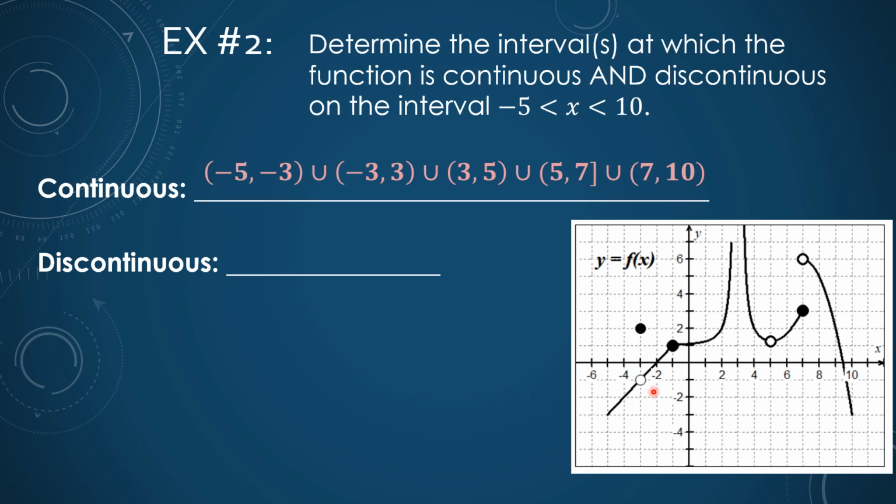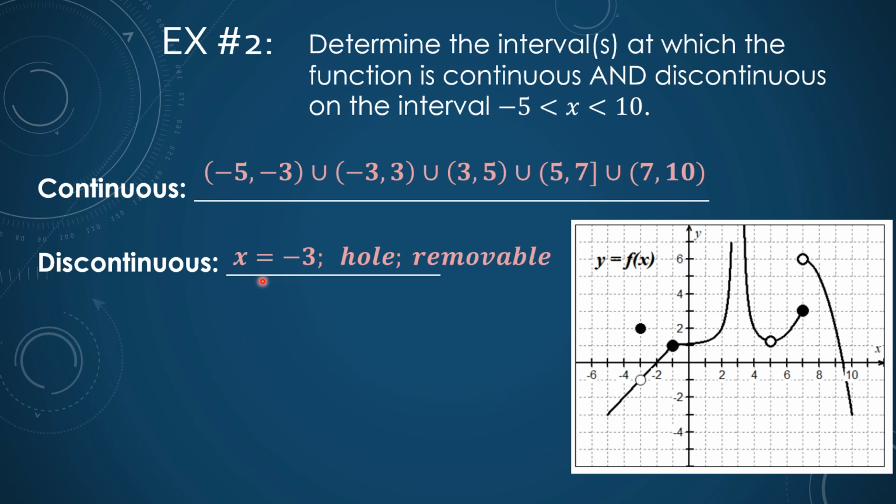So our function's continuous from -5 to -3, -3 to 3, 3 to 5, 5 to 7, where 7 is included, and then again from 7 to 10. Okay, meaning any place where you have an open circle, a hole, removable discontinuity, or a vertical asymptote in this case, or a jump in your function, you're going to have points of discontinuity.